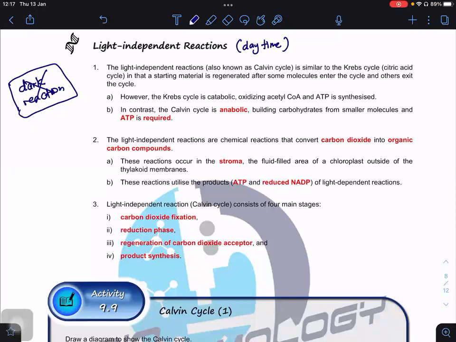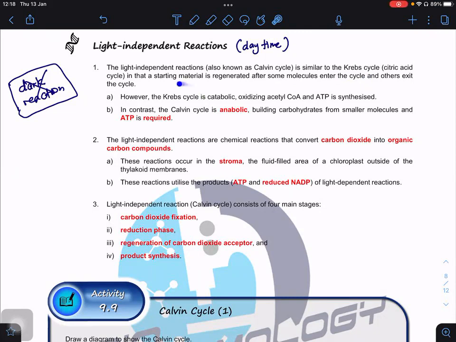So that's why we say light-independent reaction: whether the light is there or not, this process depends on the ATP as well as reduced NADP to function. Okay, so if you compare the Calvin cycle to the Krebs cycle, it's quite similar because the starting material is regenerated back at the end of the process, and we have molecules that enter into the cycle and exit the cycle.